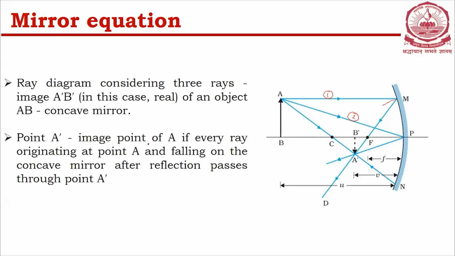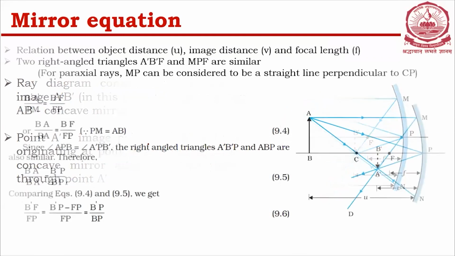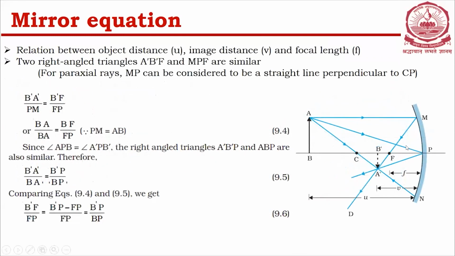Okay, then we'll move on. This is the same figure you have seen before. We have to find the relation between object distance, image distance, and focal length. Look carefully. There are two right angled triangles here. Now it is just mere mathematics. You can see here A dash B dash F. This is the triangle here, A dash B dash and F.